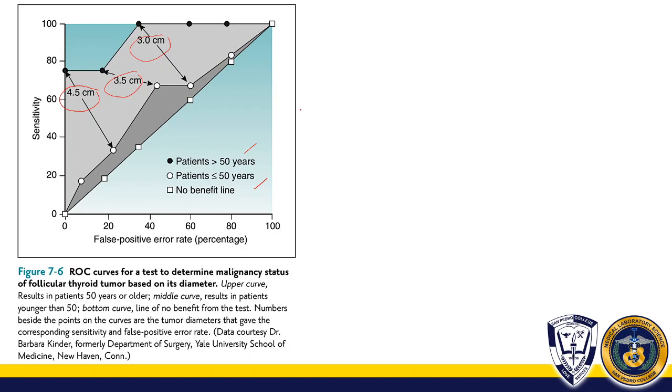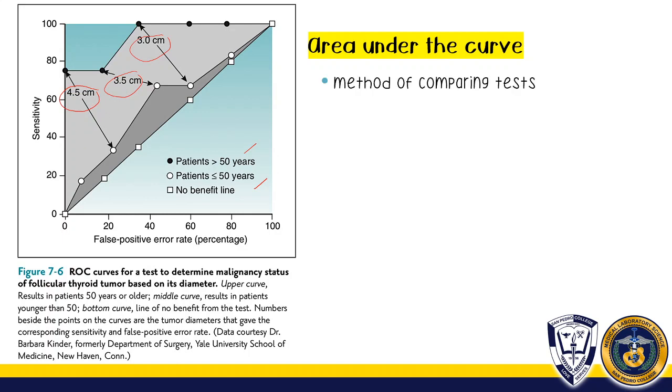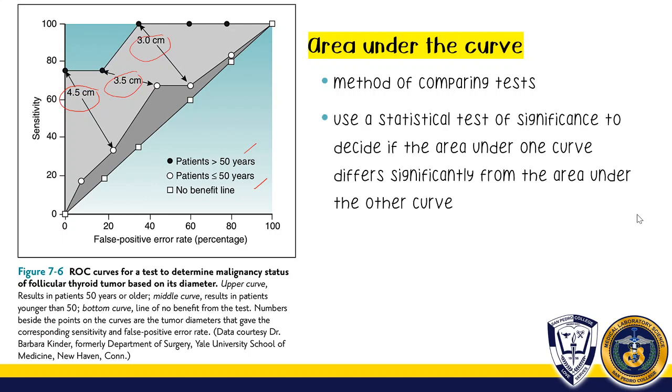Now, how can we compare these different tests? How would we know or how are we able to determine kinsang diameter ang better for each? We look at the area under the curve. Literal na siya. Kung area under the curve, ang ubos sa curve, mao na ang area. Now, the area under the curve is the method of comparing your test, and it uses a statistical test of significance to decide if the area under one curve differs significantly from the area under the other curve.